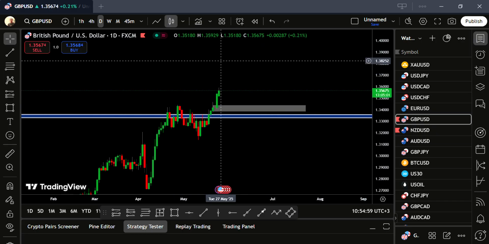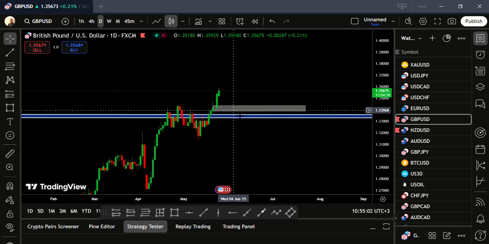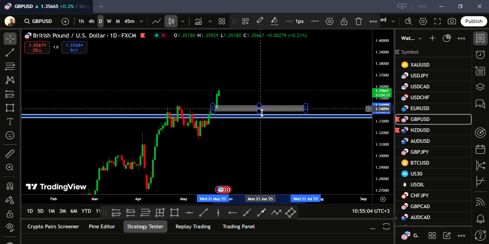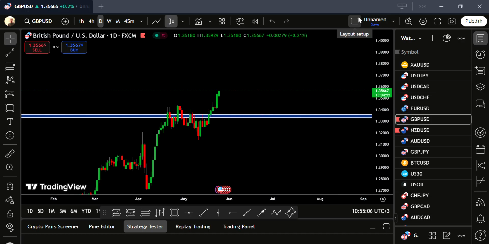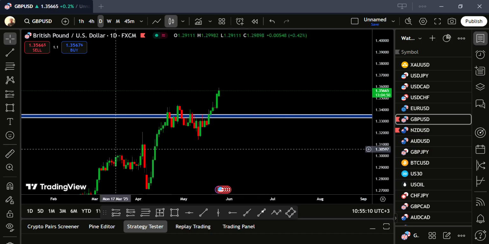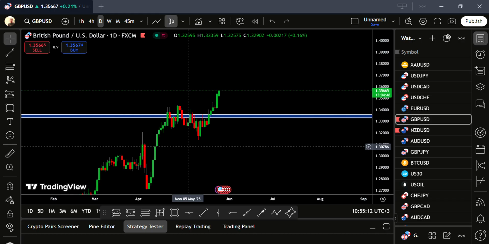Okay. So guys, that is all for today. We are seeing a lot of bullish pressure. However, anything can happen. This is price action.